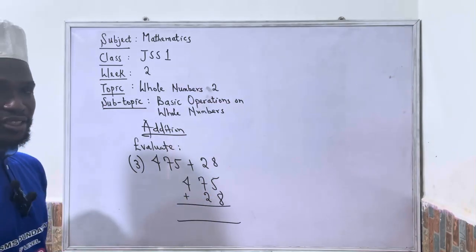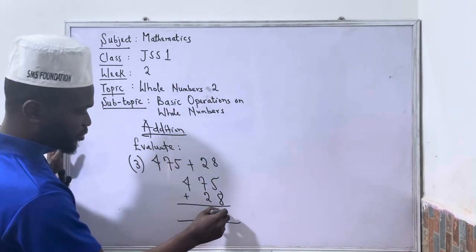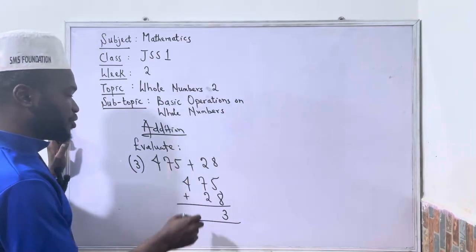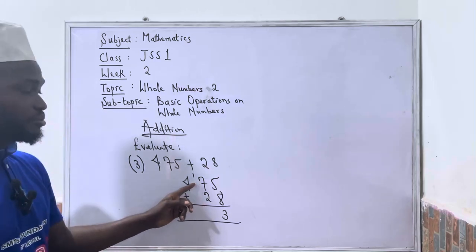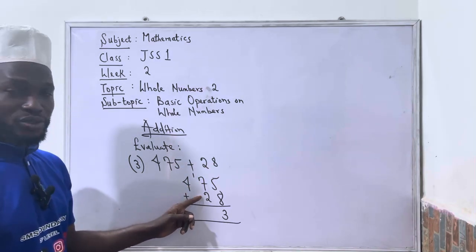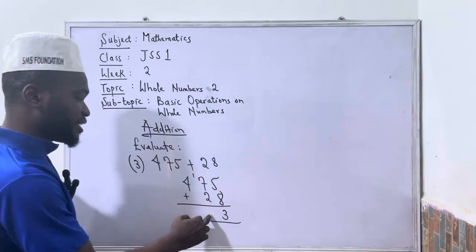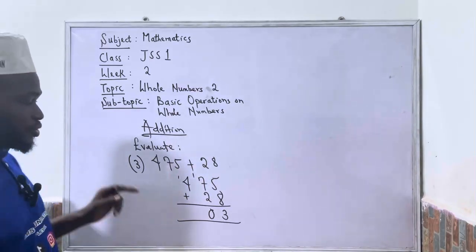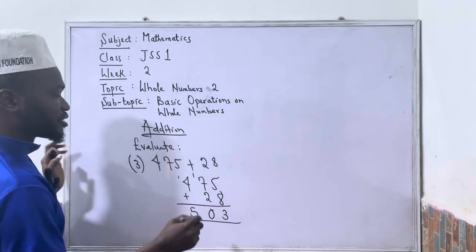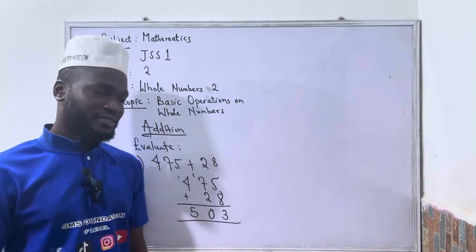5 plus 8, that's going to give me 13. Let's put 3. Same way, carry 1. 1 plus 7, that will give me 8. 8 plus 2, that will give me 10. So I can't write 10 here. I have to put 0 down and carry 1. 1 plus 4, that will give me 5. So the answer to this is 503.